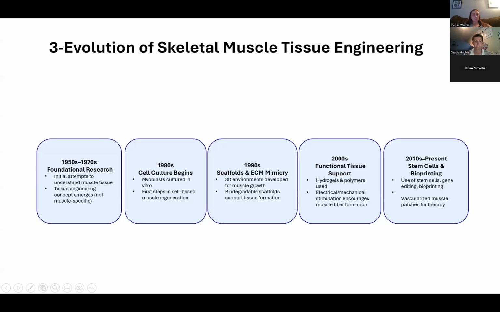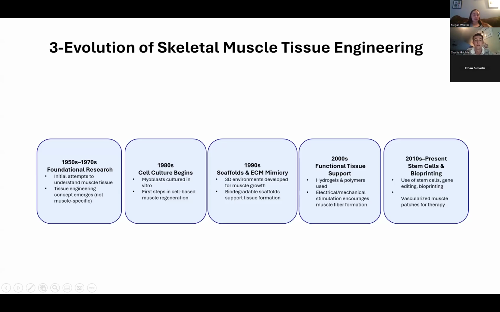Research also began to explore mechanical and electrical stimulation during the culture process, essentially mimicking the natural environment of a working muscle in the body. These stimuli encourage the formation of more functional, contractile muscle tissues.